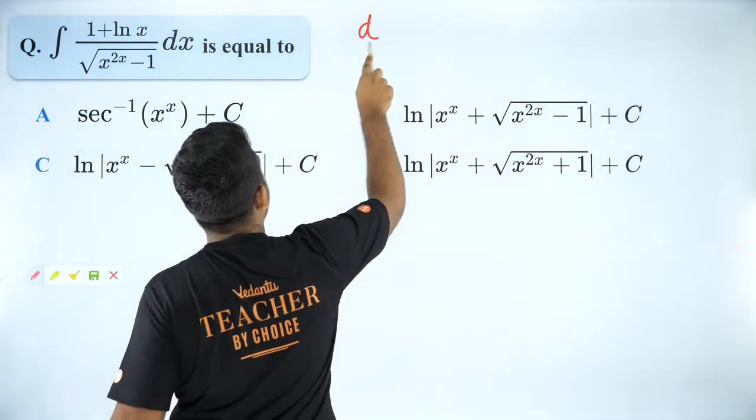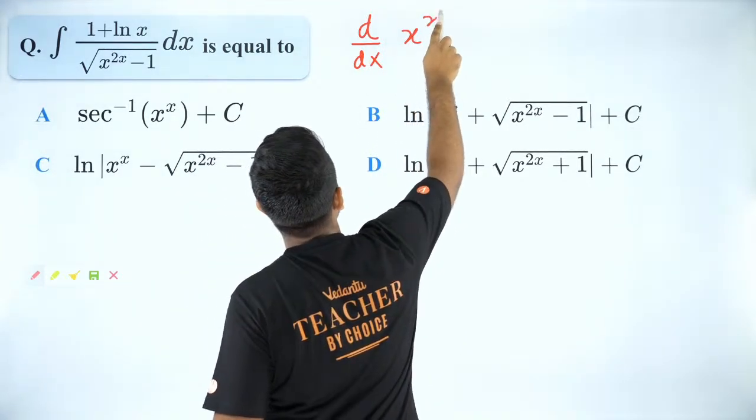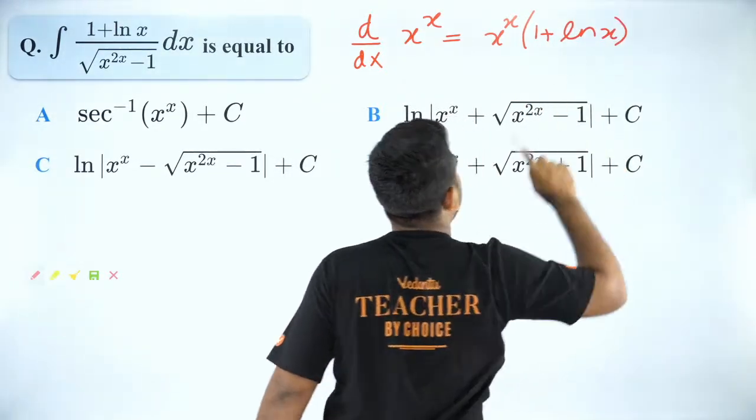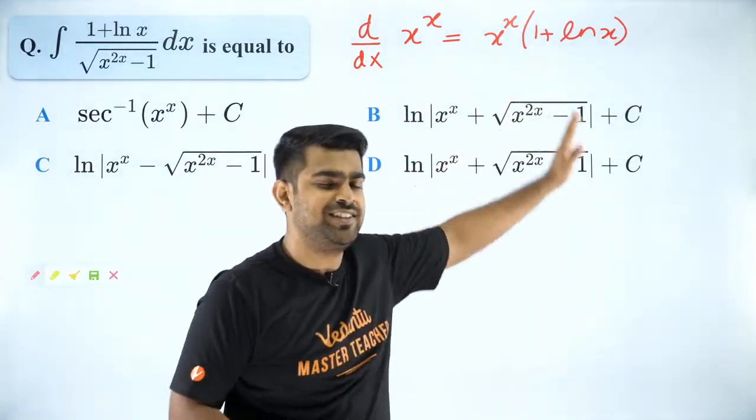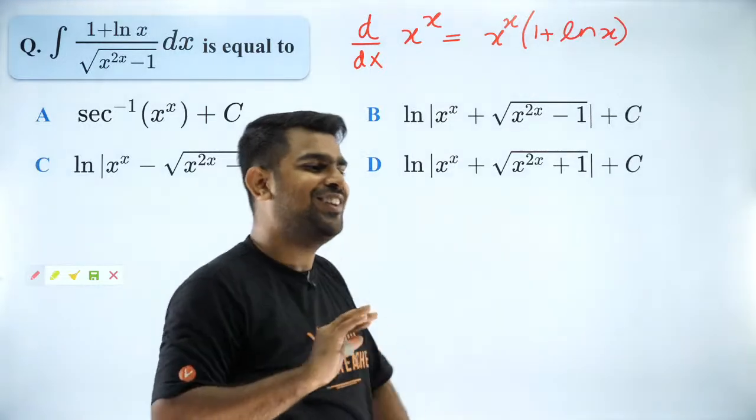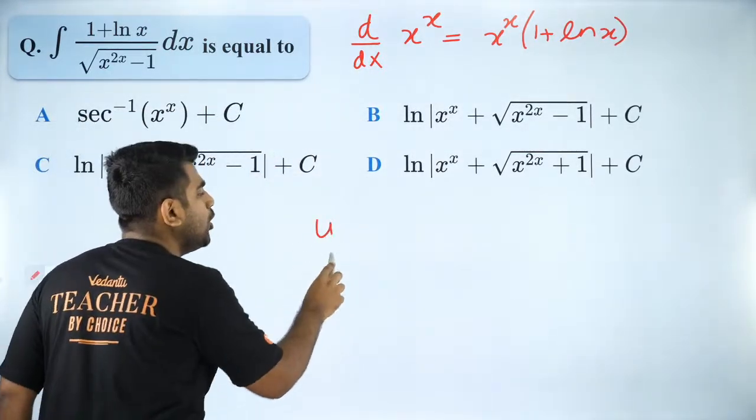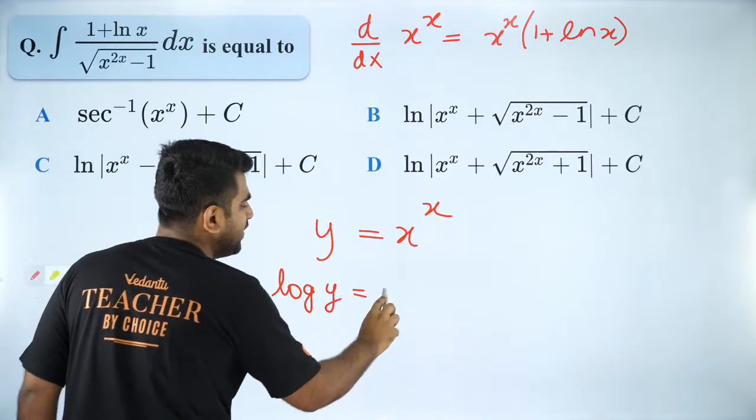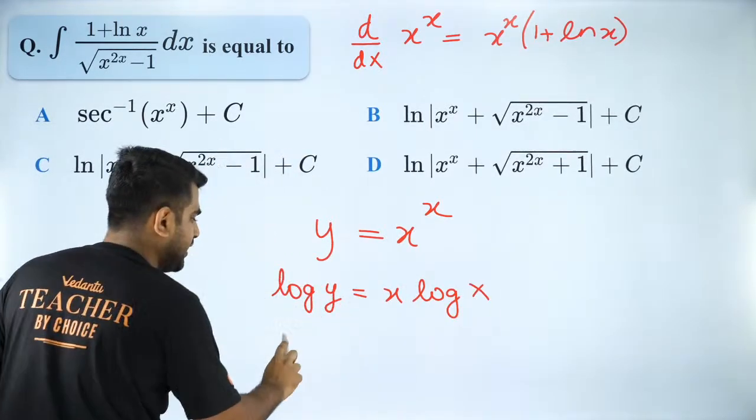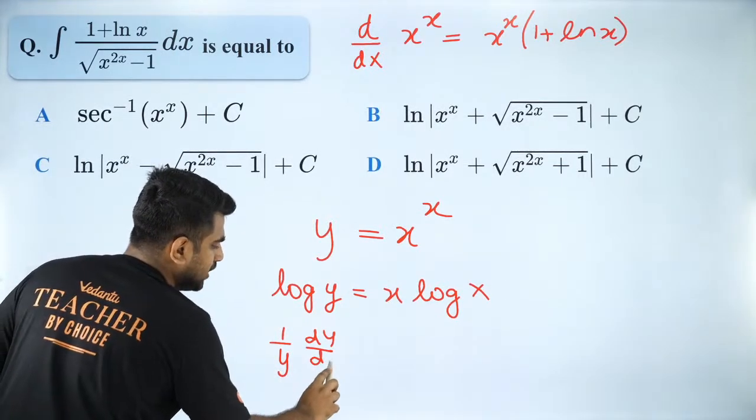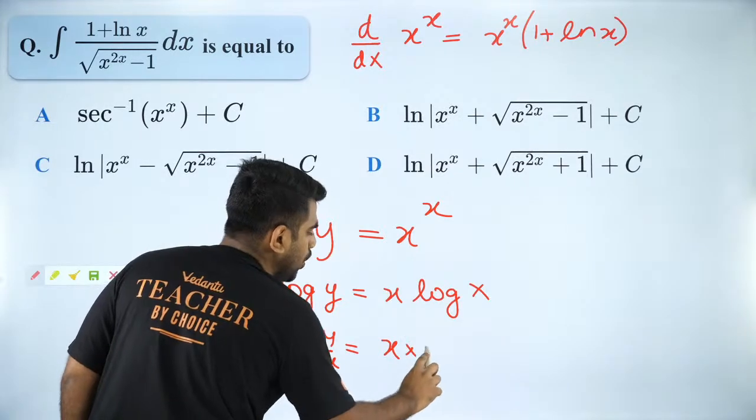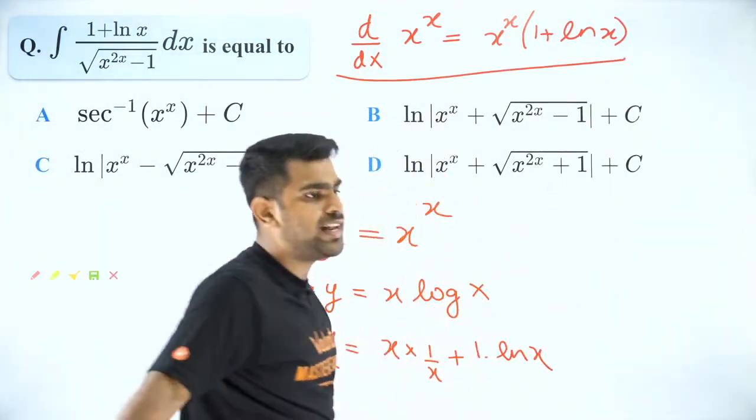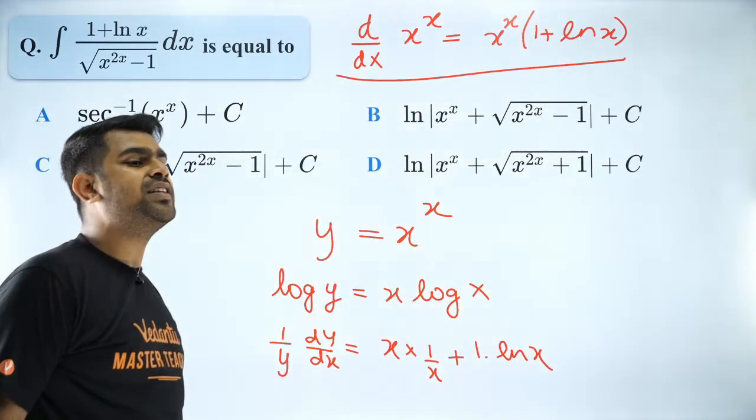First of all, did you guys observe this in differentiation? I taught you this. How many of you remember that? If you don't remember that, it is impossible to solve this question. Why? Because I taught you logarithmic differentiation. You remember? Now take log y. If I take log y, I will get x log x. Now differentiate. You will get 1 by y dy by dx is equal to x into 1 by x plus 1 into ln x. So that is how I got that. Are you clear now? Does that ring a bell?